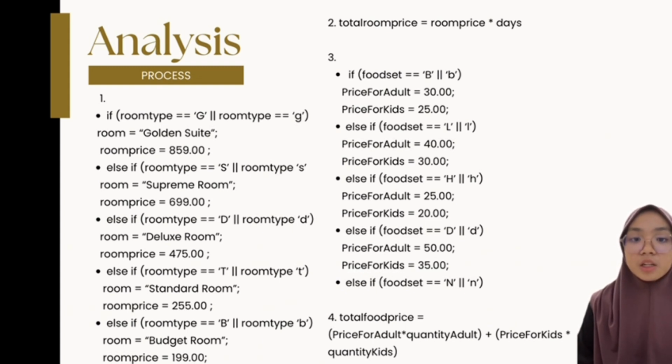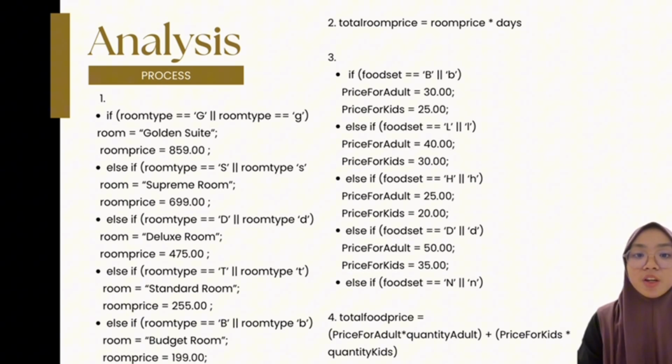Else if room type is equal to D, then the name of the room is Deluxe Room and the room price is RM475. Else if room type is equal to T, then the name of the room is Standard Room and the room price is RM255. Else if room type is equal to B, then the name of the room is Budget Room and the room price is RM199. Then the process will calculate the total room price by using the formula total room price equal to room price multiplied with days.